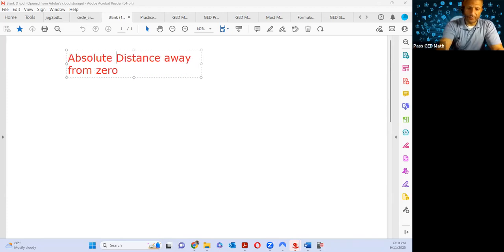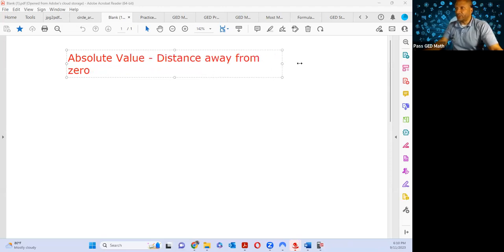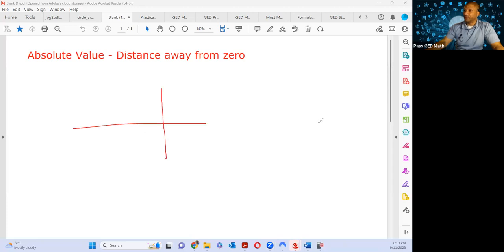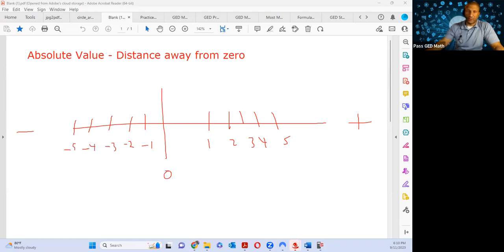What happens a lot of times is when you're in class, they're just showing you how to do the computation. But if you don't know the definition, this is why people have issues. It's the distance away from zero. So for example, let me draw a number line. 1, 2, 3, 4, 5. This is the positive side. This is the negative side. So this is -1, -2, -3, -4, -5. Of course, this is 0, right?